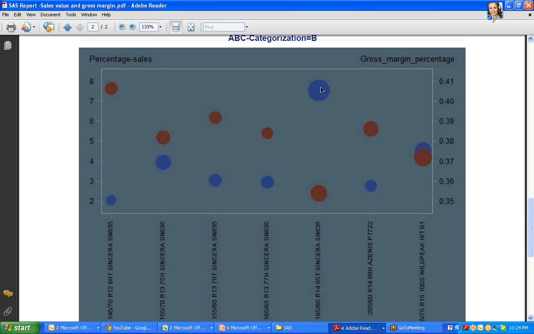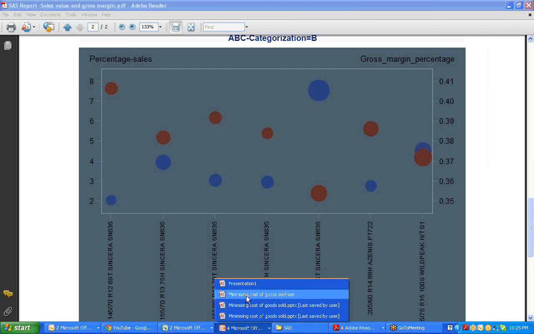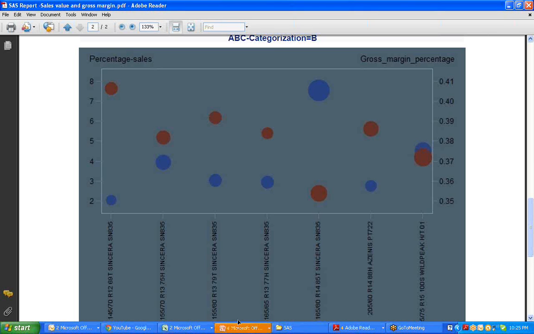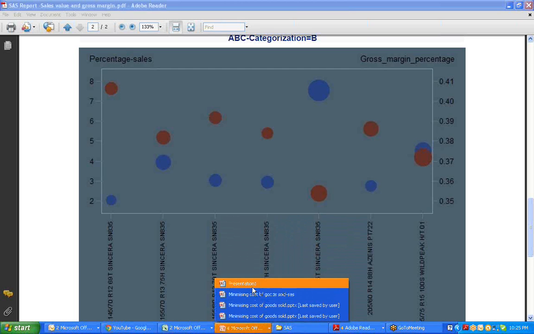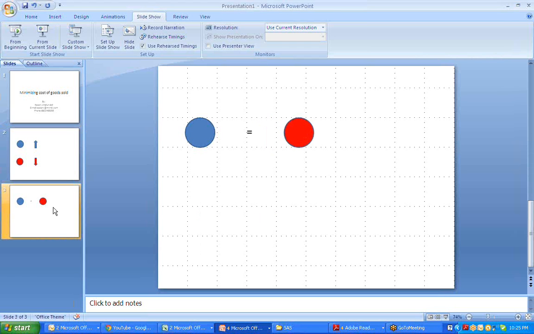Now wherever the blue bubble is above the red bubble, that means that this is a low gross margin item which is selling in large volumes. Now there's another rule which you should see when you assess these charts, which is that both the bubbles, the red and the blue, should be of the same size.